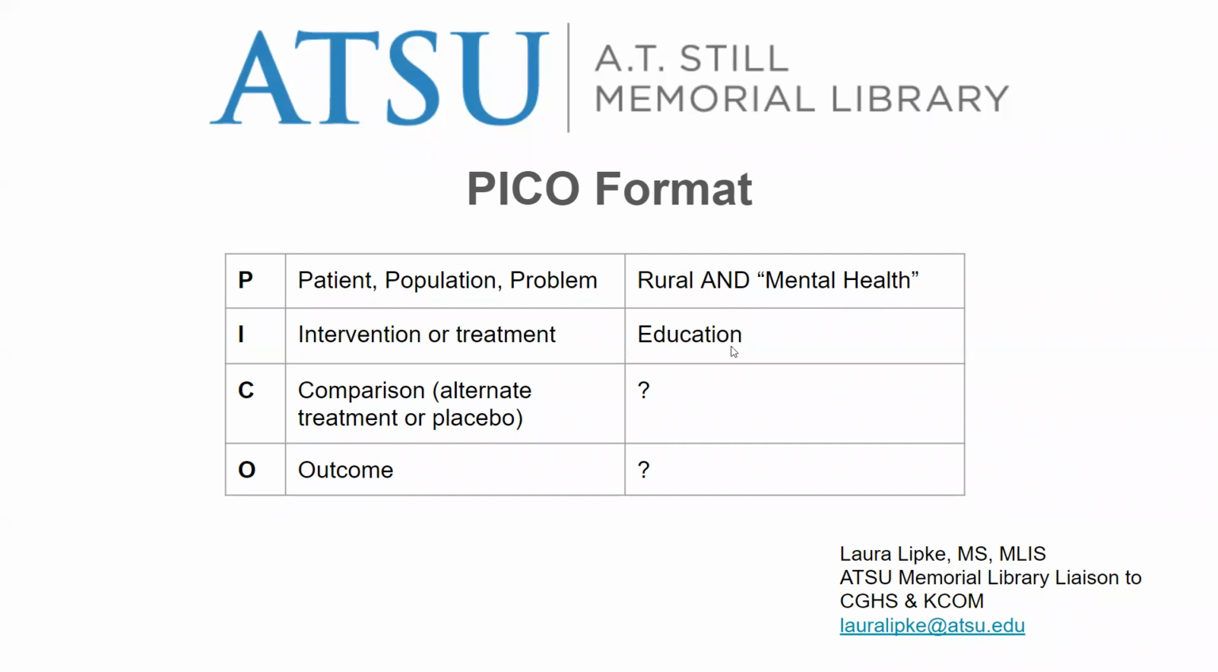You can see that in my example, I've only filled out the first two. I'm considering exploring mental health education in the rural population. Does it improve awareness? But I'm not going to put all those words in these boxes. I'm going to break it down to just the basics. So my population is rural. The problem is mental health awareness, and the intervention is education. As I said, as you explore more into your background research, you'll fill in these other areas.